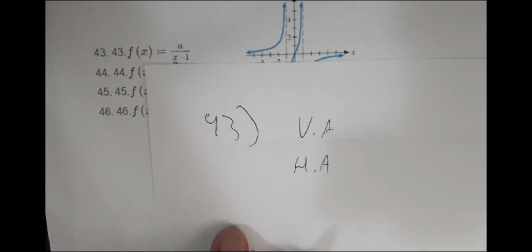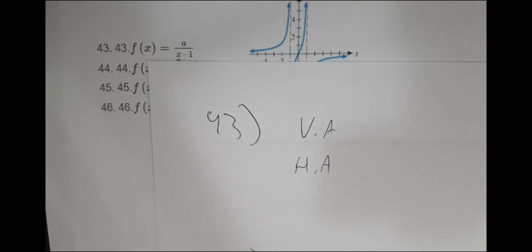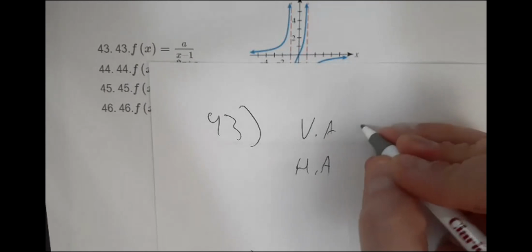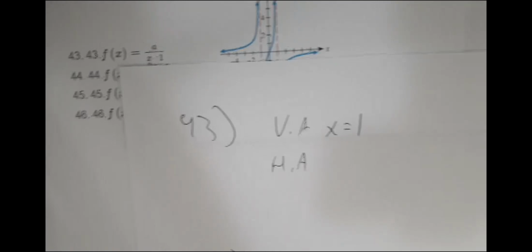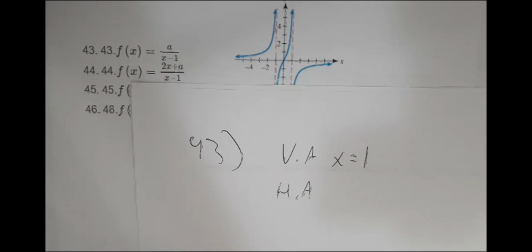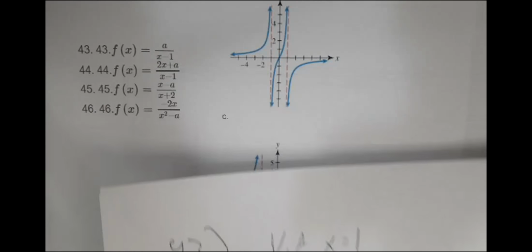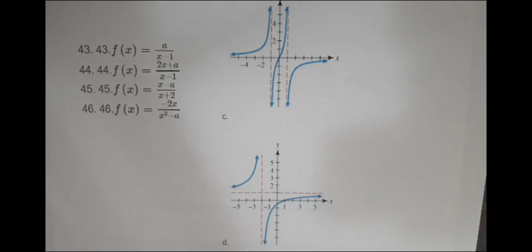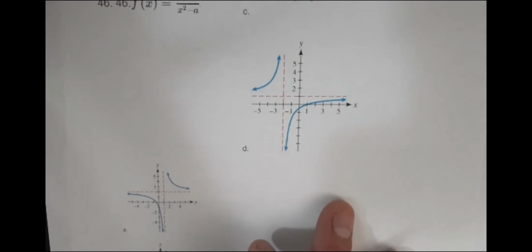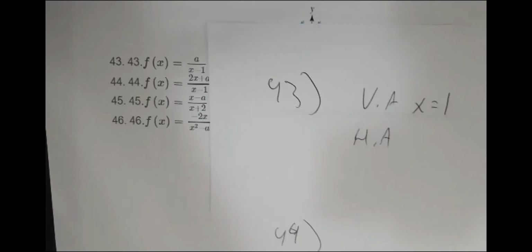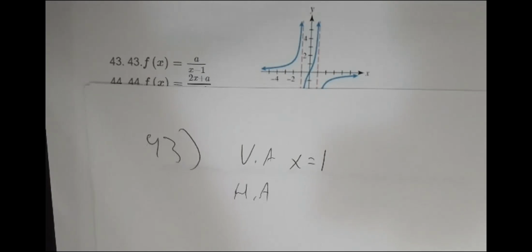So if I'm looking at 43, what would my vertical asymptote be on 43? One. Yeah, so x equals 1. When x is 1, that denominator is going to be 0. A is just some kind of constant. They're not telling us what A is. I believe it's just a constant in these problems. So we know it's got a vertical asymptote at x equals 1. Does it have a horizontal asymptote?